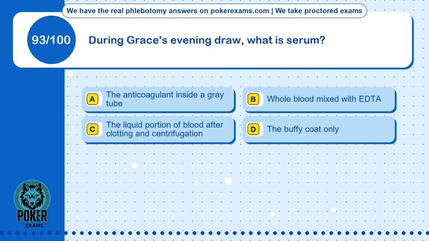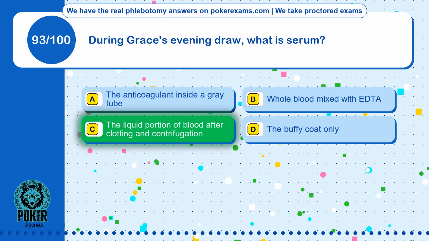Question 93. During Grace's evening draw, what is serum? Option A. The anticoagulant inside a gray tube. Option B, whole blood mixed with EDTA. Option C. The liquid portion of blood after clotting and centrifugation. Option D. The buffy coat only.